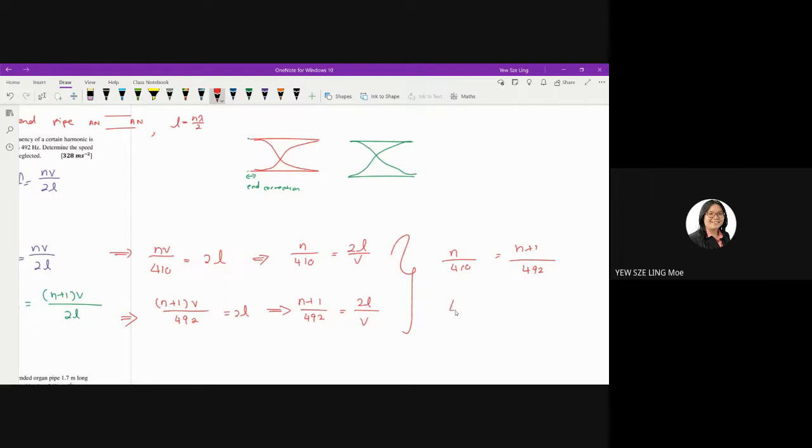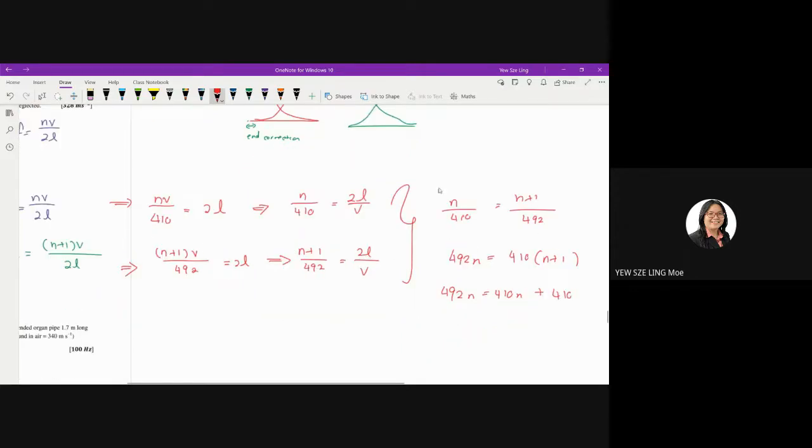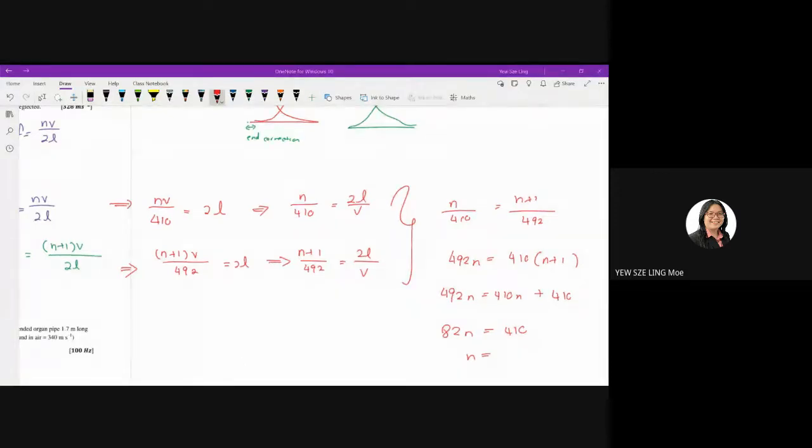So you find N: 492N equals 410(N+1). So 492N equals 410N plus 410. Rearrange the equations, I have 82N equals 410. So N is equal to 410 divided by 82, which is 5. So I have a fifth harmonic here. So N equals 5.